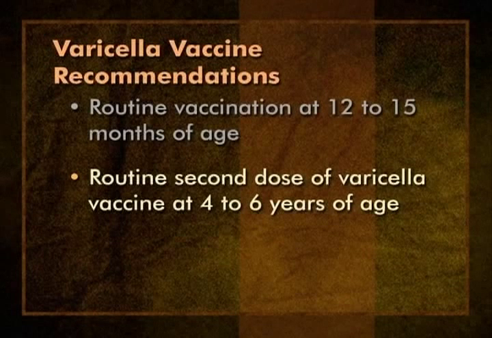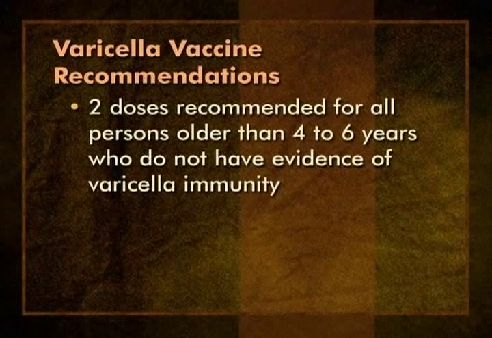This age was chosen to boost varicella immunity prior to school entry and to be consistent with the existing recommendation for a second dose of MMR. This dose can be administered as single antigen varicella vaccine or as MMRV. Two doses of varicella vaccine are recommended for all persons, children and adults, older than 4 to 6 years of age who do not have evidence of varicella immunity. We will discuss the new definitions of evidence of varicella immunity in a moment. MMRV should not be administered to a person 13 years of age or older.